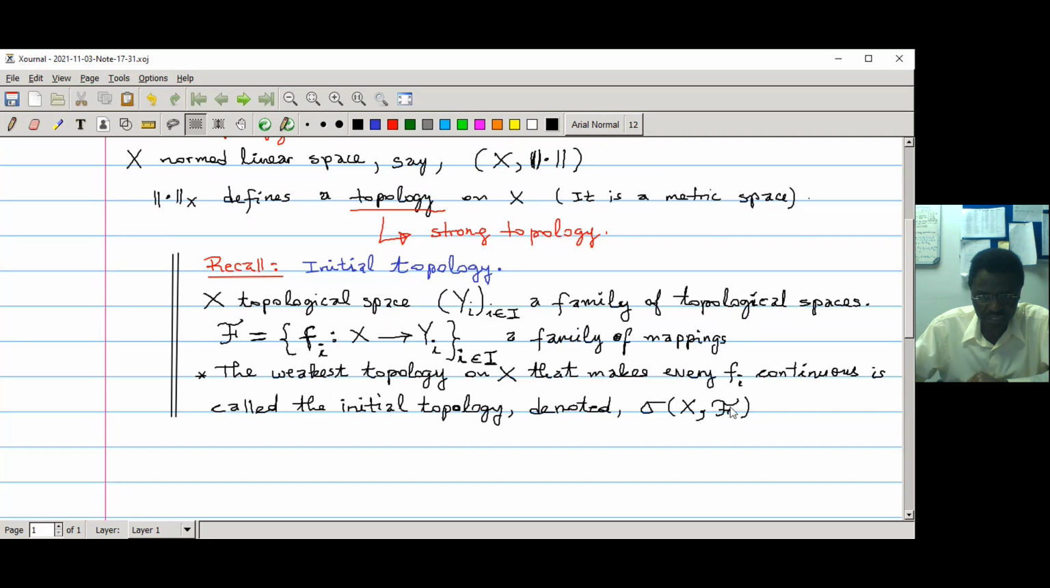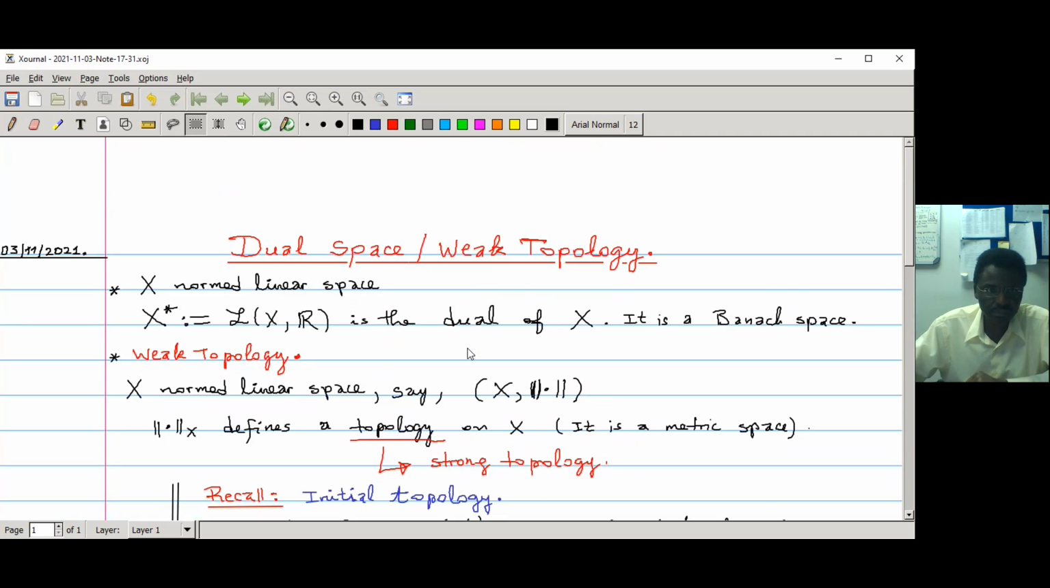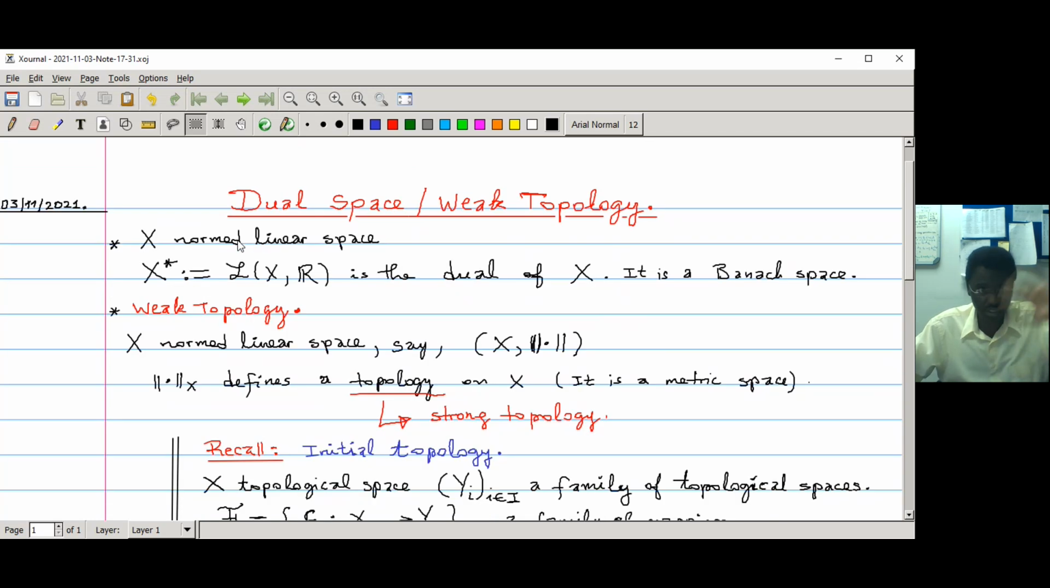Mappings, or in other words, the collection F here, this family, is a collection of mappings from X to the Y sub i's. Now we are going to apply this concept to this norm space X. We have the norm space X, which has its topology defined by the norm.